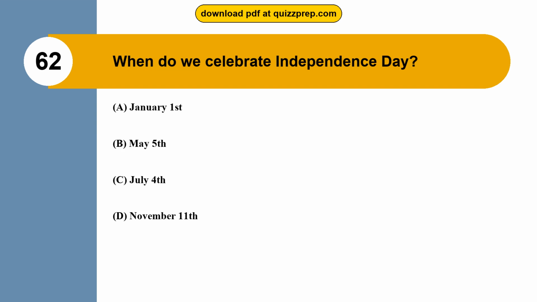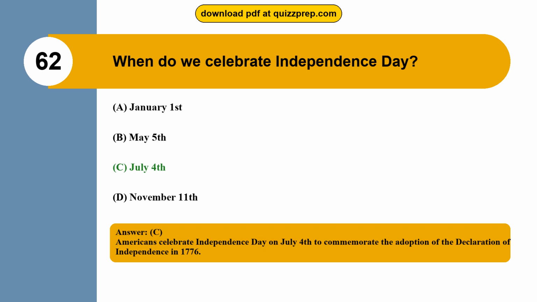Question 62. When do we celebrate Independence Day? Option A, January 1st. Option B, May 5th. Option C, July 4th. Option D, November 11th. The correct answer is option C, July 4th. Americans celebrate Independence Day on July 4th to commemorate the adoption of the Declaration of Independence in 1776.